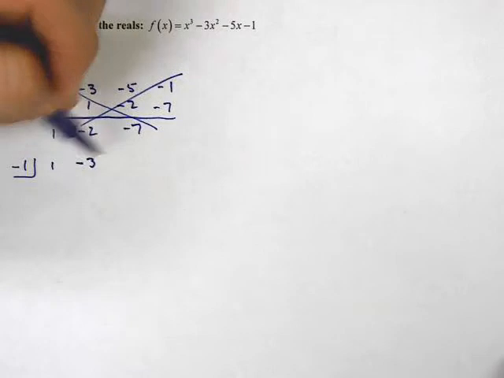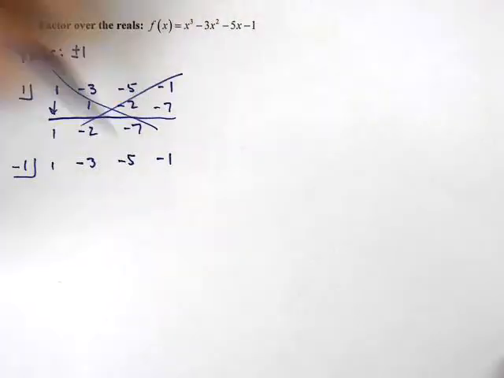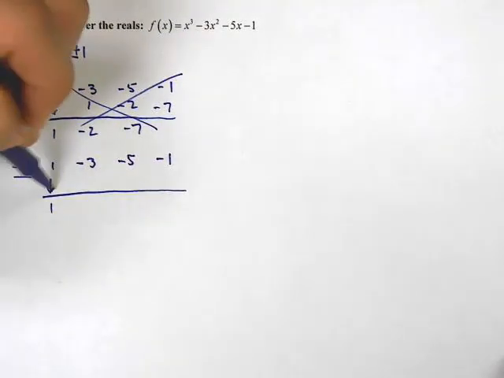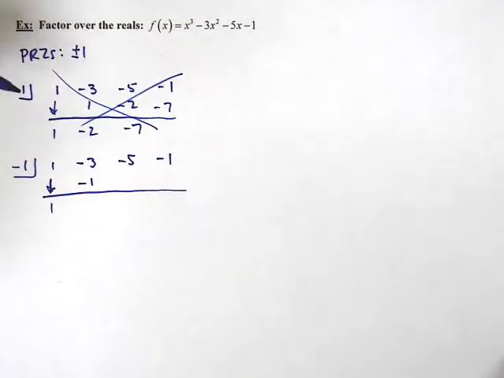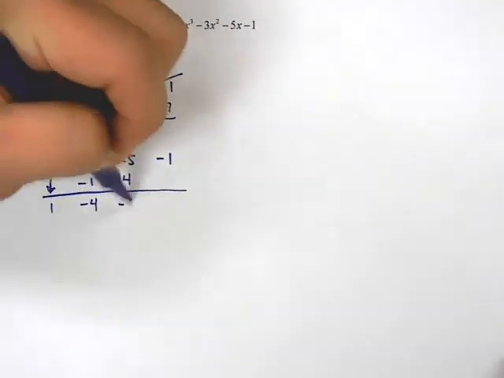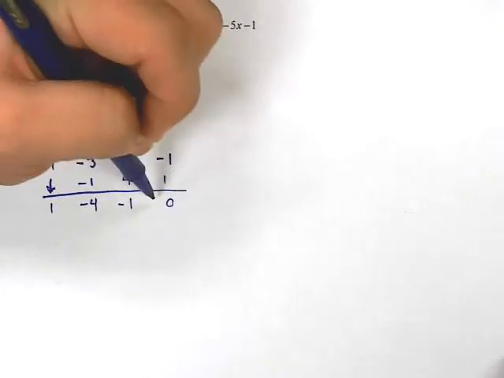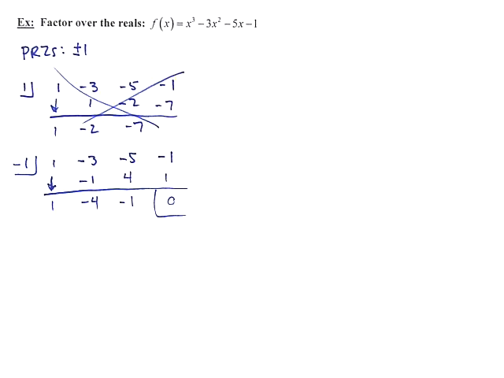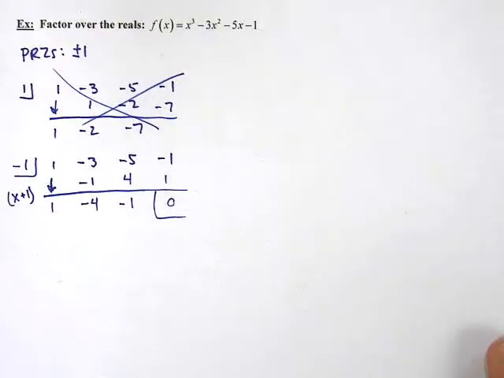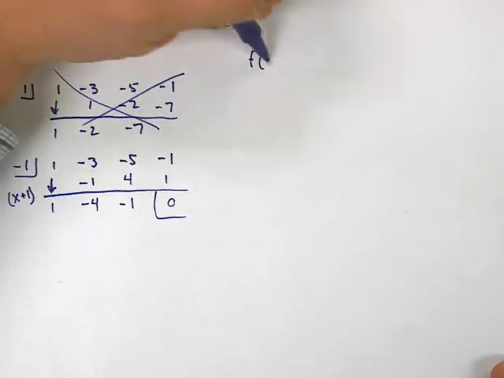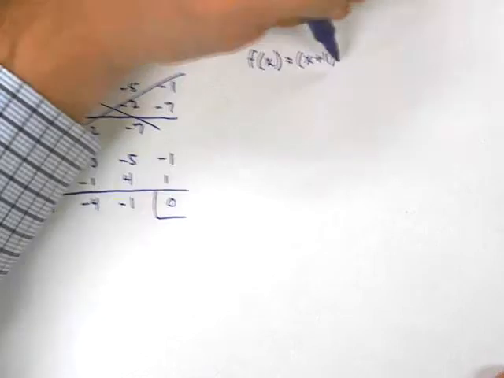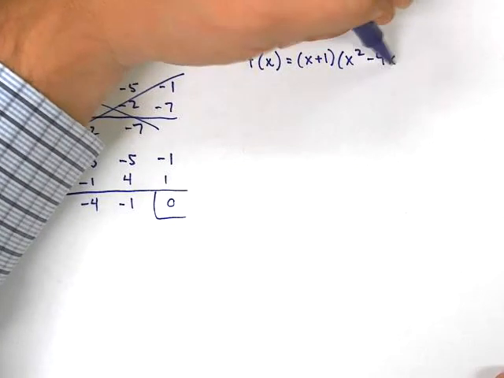1, negative 3, negative 5, negative 1. Okay. 1. So this is a negative 1. Negative 4. Positive 4, negative 1, 1. Oh, okay now. Now we're in business. We got a remainder of 0, which means I have a factor. I now can rewrite f of x equals x plus 1, x squared minus 4x minus 1.